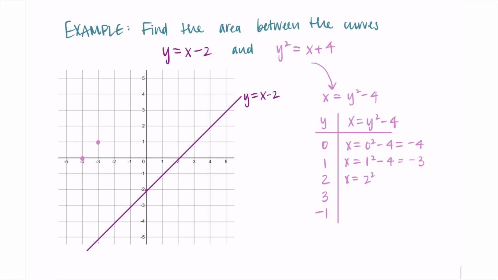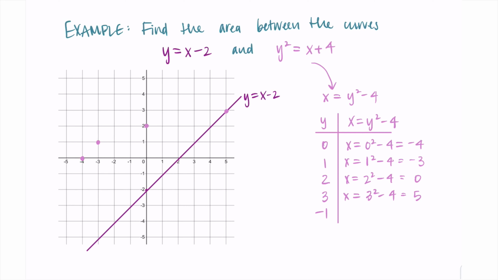I'm just trying to get enough points so I can see what the shape looks like. So now I have 2 squared minus 4. That's 4 minus 4, which is just 0. So at 0 for x, we have 2 for y. Okay, I'm realizing we might need to plug in a couple more points just looking at this, and that's okay. Okay, let's do this next one, 3 squared minus 4. That's 9 minus 4, which is just 5. So at 5 on the x, I have 3 on the y.